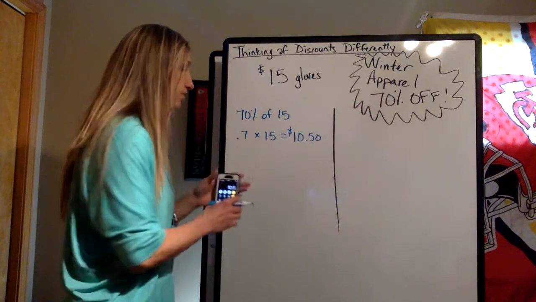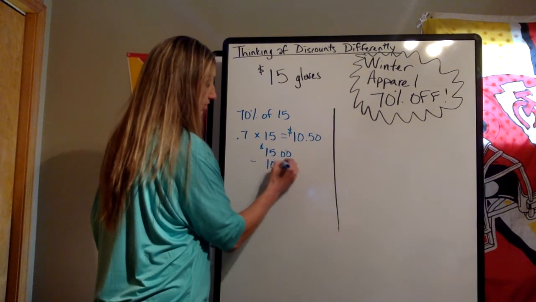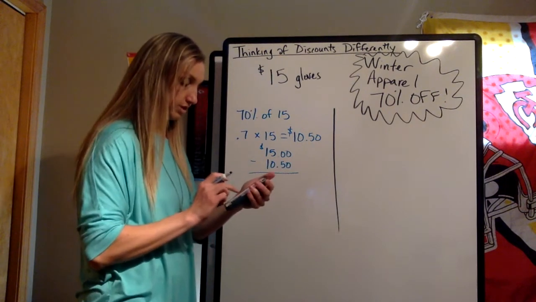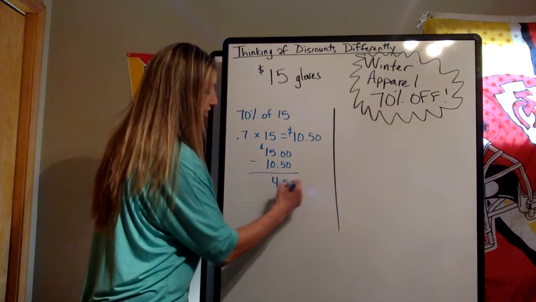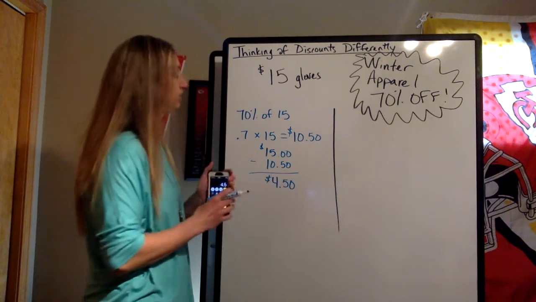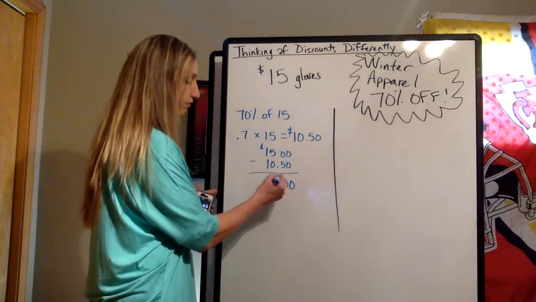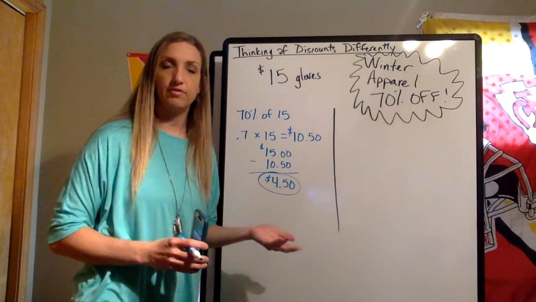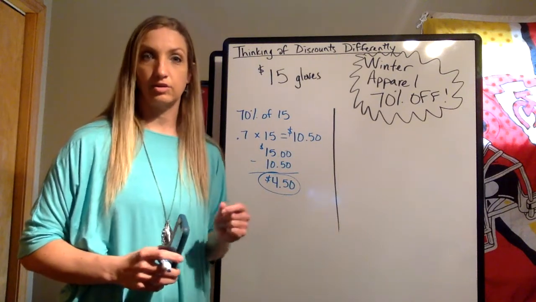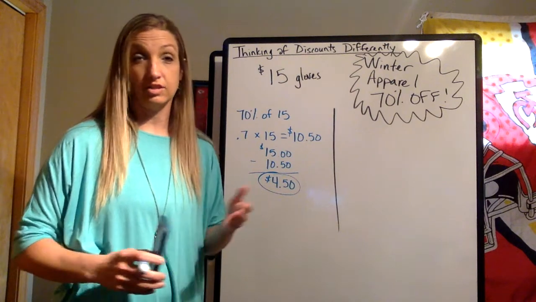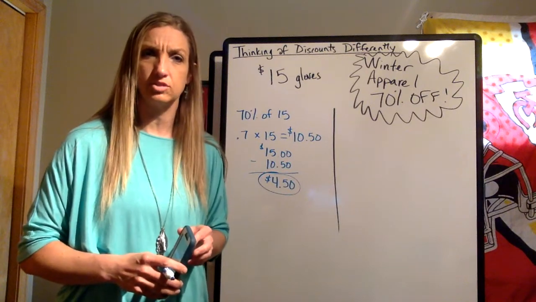It's 70% off, so now I get to do $15 minus $10.50, and that is $4.50. So my gloves that were originally $15 are now $4.50. That way of figuring discounts is great. It works. There is a more efficient, quicker way that I wanted to discuss today. Honestly, I don't care which way you do them. I just want to keep your brain moving and know that there are other ways to do it too.